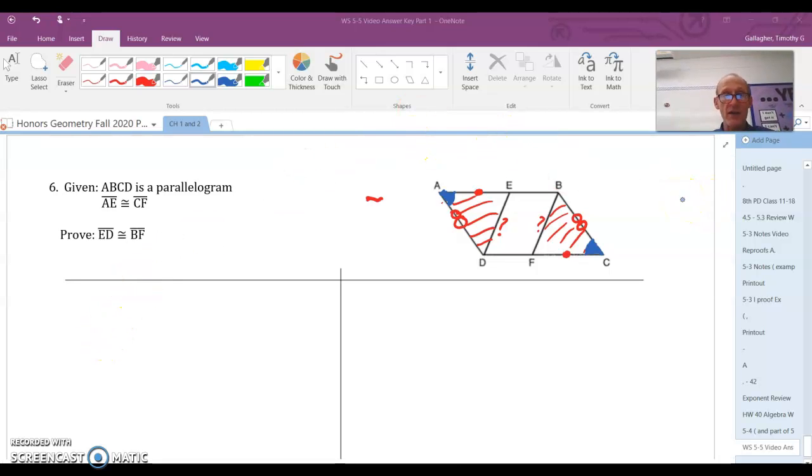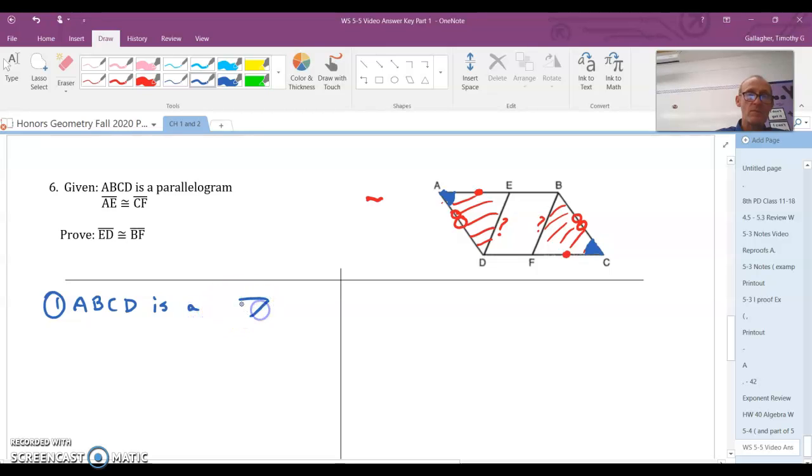So we're going to get the two triangles congruent, and then we're going to get these two segments congruent by CPCTC. So it's really not too bad of a proof, so let's get it done. Number one, ABCD is a parallelogram. It's given.